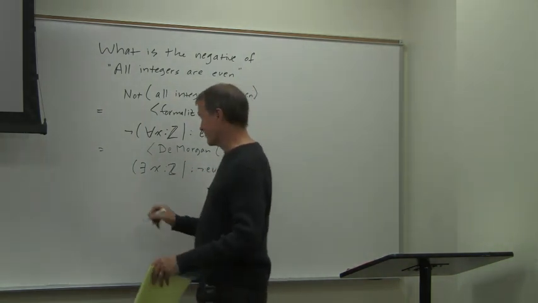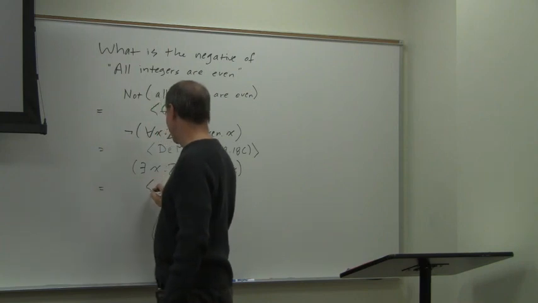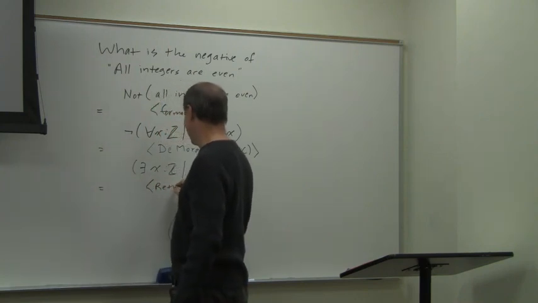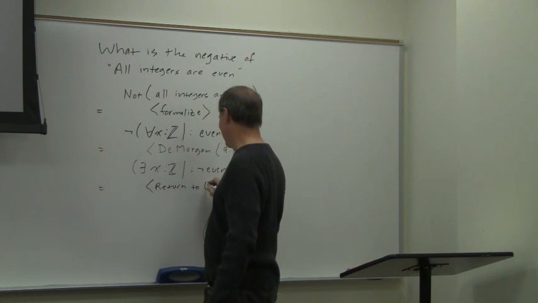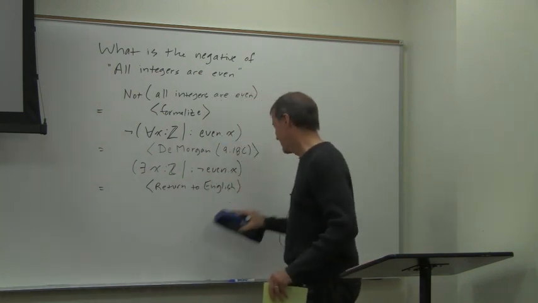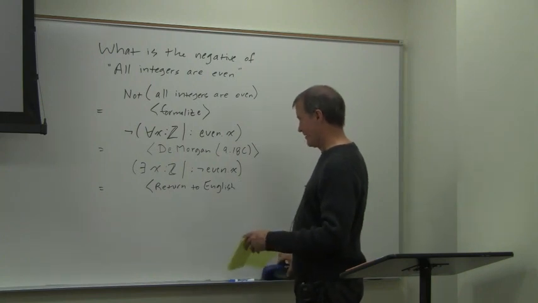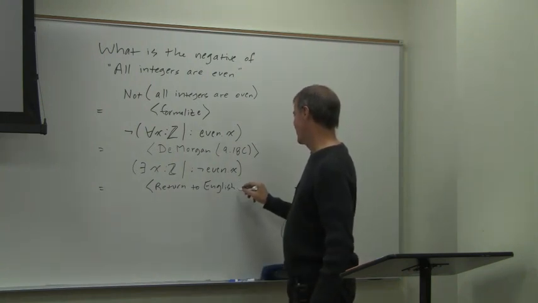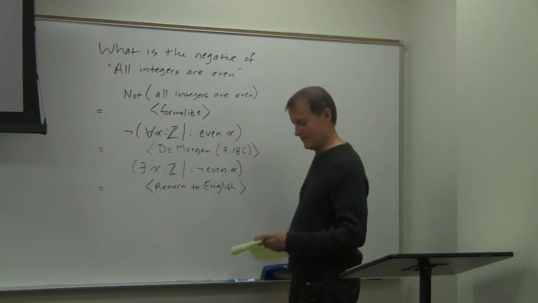And then how do you return to English? You say it. You say every. There exists an integer. There is an X, type Z, that is not even. There is an integer that's not even.